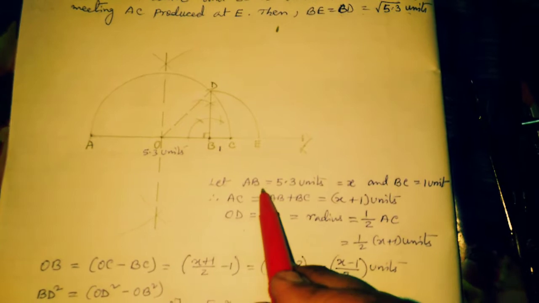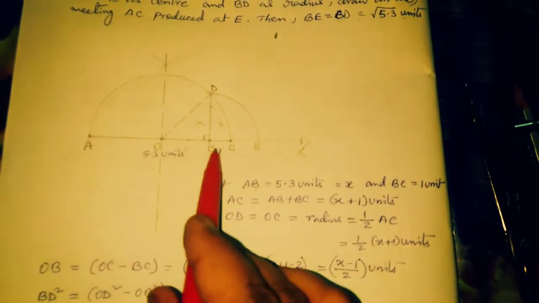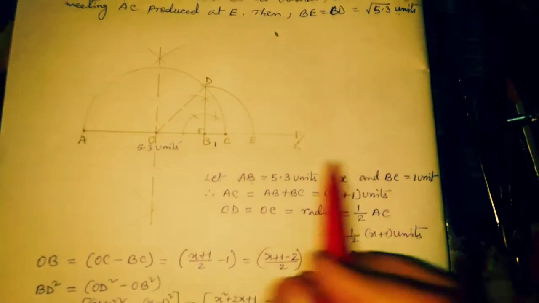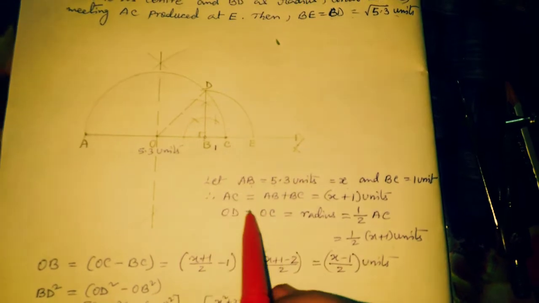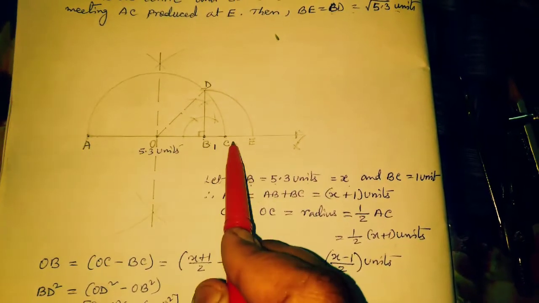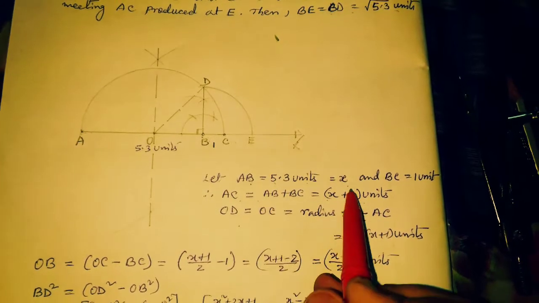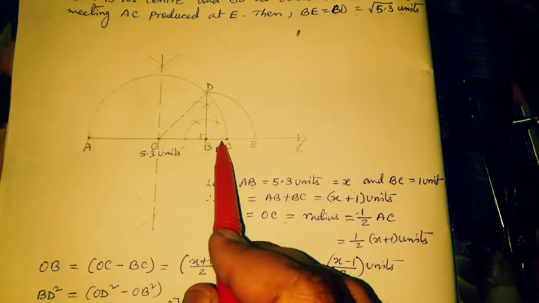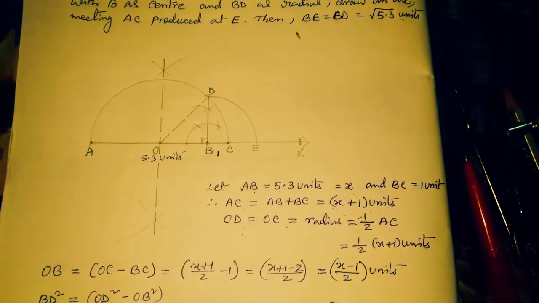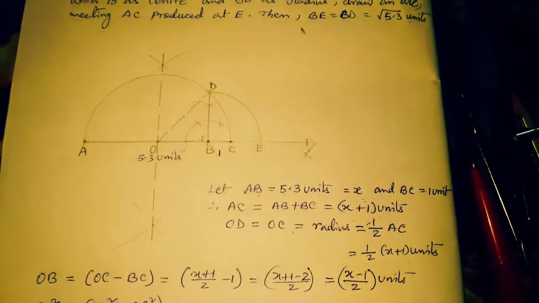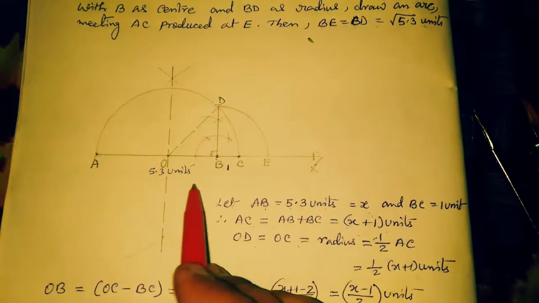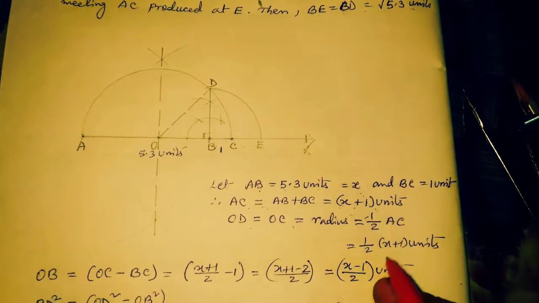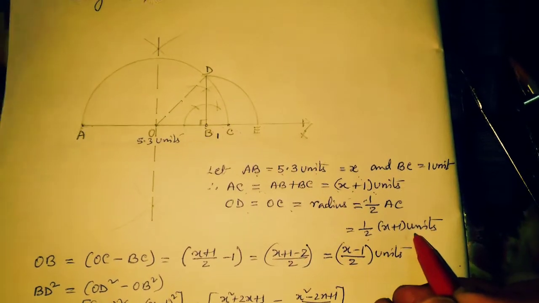Suppose we assume AB is 5.3, and let's assume this as X, and BC is 1 unit. What is AC? AC is AB plus BC, that means X plus 1, because AB I assume X, and BC is 1. Now OD equals OC. Why are OD and OC equal? Because this is a semicircle, so OD and OC are the radius, which is half of AC. AC is X plus 1, so the radius is half of X plus 1 units. Clear, student?